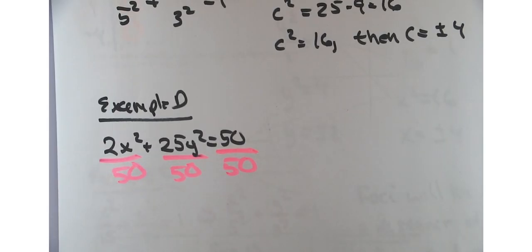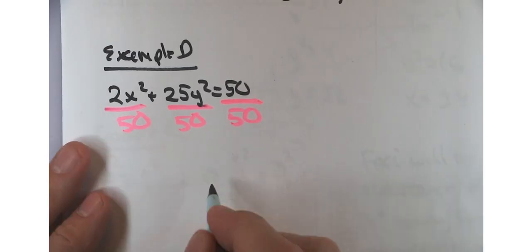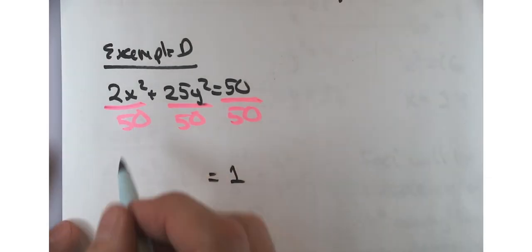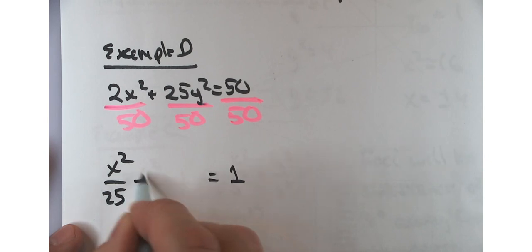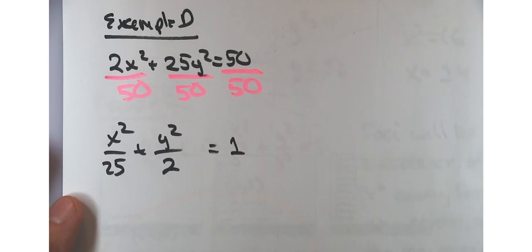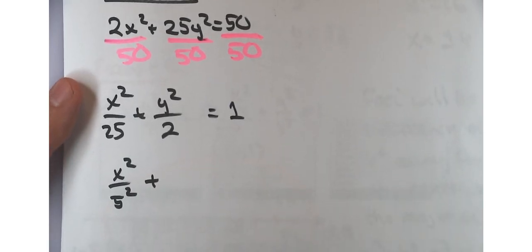Now when you divide by 50, on the right-hand side that would be a 1. On the left-hand side, 2 cancels into 50 25 times. So I have x squared over 25, and then y squared over 2. Looking a lot better, a lot closer to what I've come to expect, but I'm going to run into a problem underneath the y's. Underneath the x's, I've got a 5 squared, but how about underneath the y's?